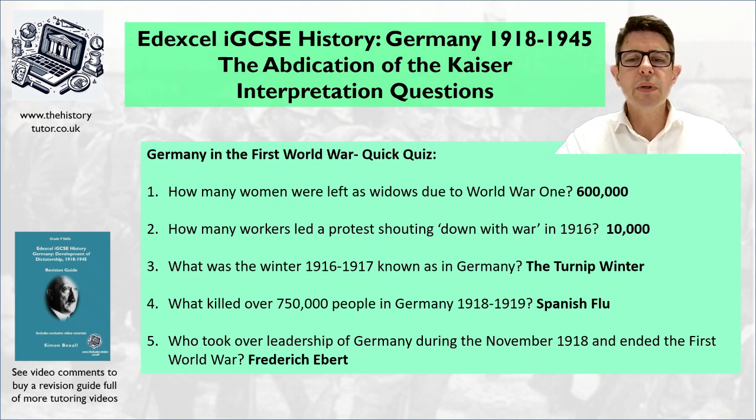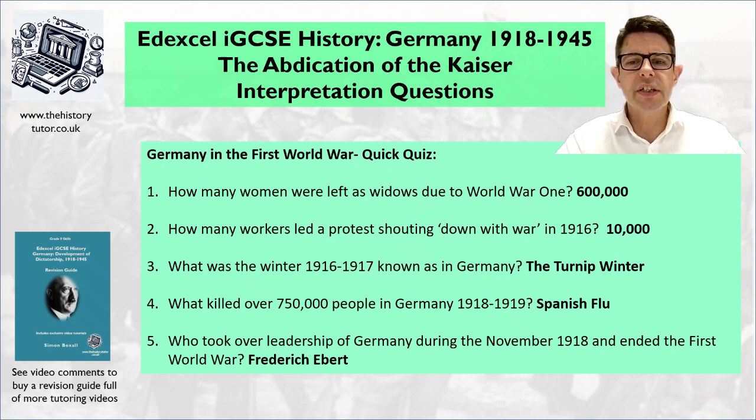Question number 3, what was the winter 1916 to 17 called? So that was the turnip winter. So more problems are building. Germany has had a bad harvest. They're lacking wheat and rye and grain, so they've been making their food out of turnips. So turnip stew, turnip soup, turnip bread, all sorts of problems suggested for the home front. Starvation is developing. The naval blockade of the British fleet is causing all sorts of problems in Germany.